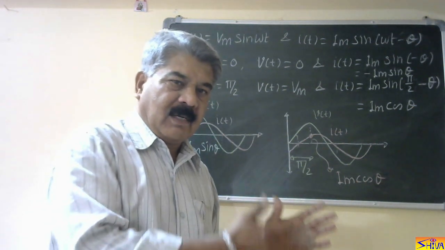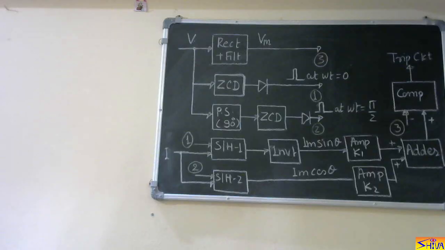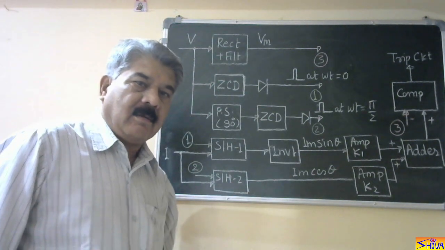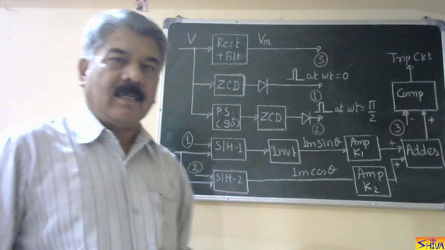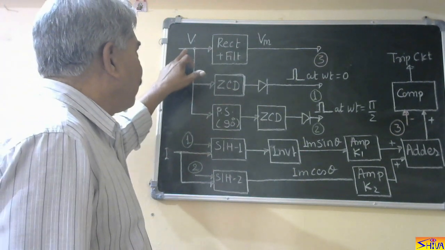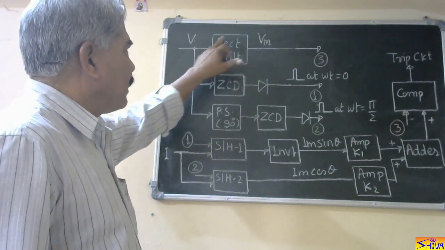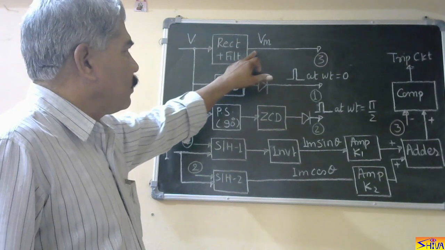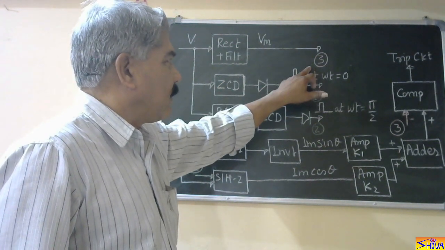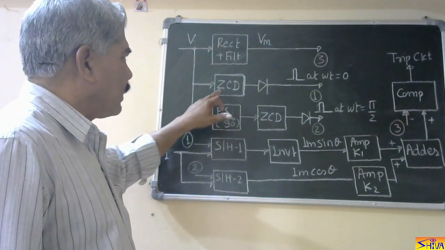Now I will explain this completely with the block diagram. Now this is the complete block diagram to generate the static Moore relay using an amplitude comparator. So we have signal voltage and current. The voltage signal is given to rectifier plus filter. So we are getting output as Vm. Let us say this signal number is 3. Then this same voltage is given to a zero crossing detector.